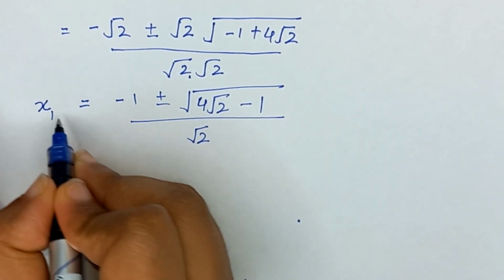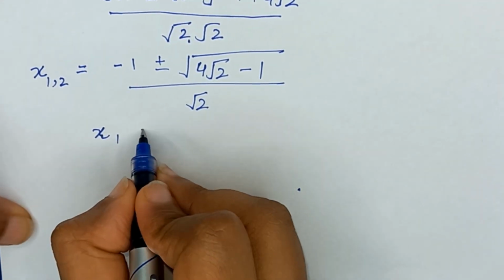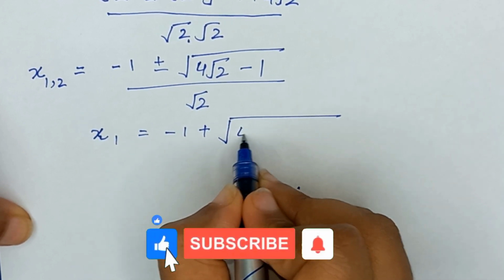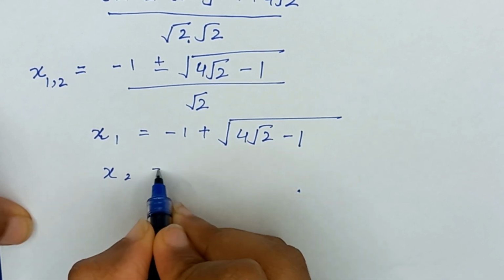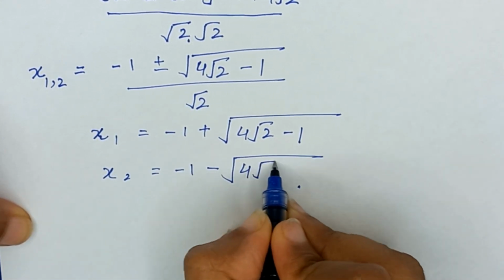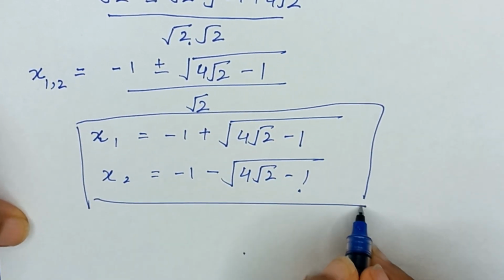So these are the two values of x. We will also write it as x1 is equal to negative 1 plus square root of 4 square root of 2 minus 1, and x2 is negative 1 minus square root of 4 square root of 2 minus 1. So these are the values of x for this problem.